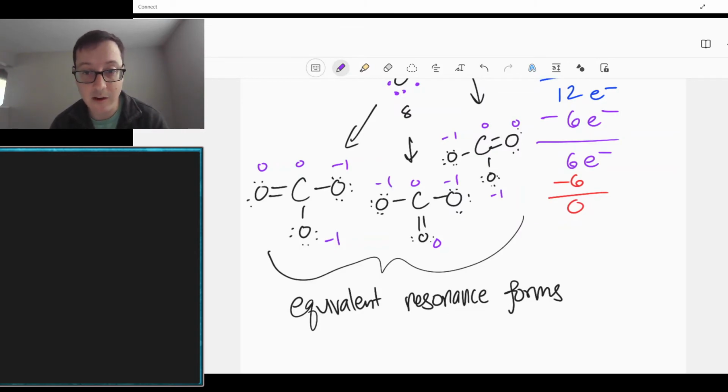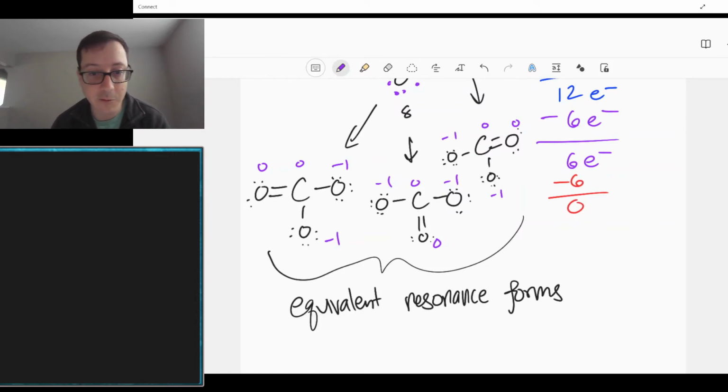So we knew that we have to have formal charges. And we see that all of these have the same number of formal charges. So they're all equivalent to each other. If one had more formal charges, then that would be a bad thing. But they all have the same number of -1s.